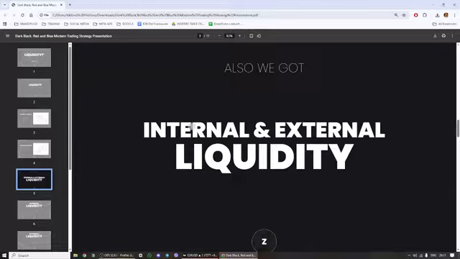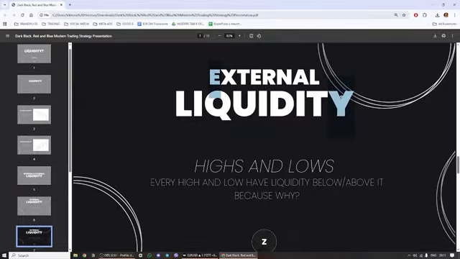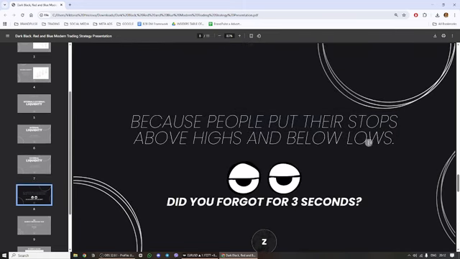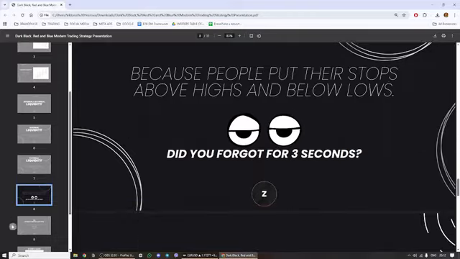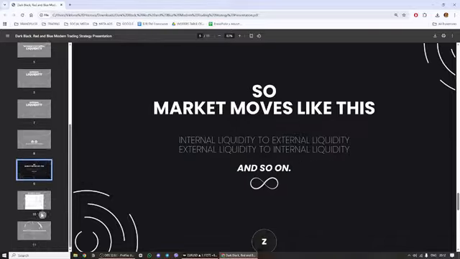We also have internal and external liquidity. Internal liquidity is key levels, mainly FVGs, order blocks, breakers, and all the PD arrays from ICT himself. External liquidity is highs and lows, and every high and low has liquidity below it and above it. Why? Because people put their stops above them. The market moves like this, from internal to external and vice versa, and this is the whole cycle.